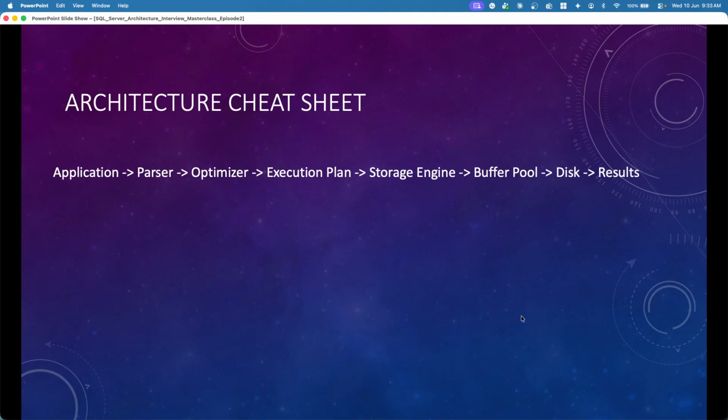So, the architecture cheat sheet. For example, if someone asks you to clearly explain the architecture, keep this in mind. When the request comes from the application, first it goes to the parser in the relational engine, and then it optimizes the query and generates an execution plan, and the execution plan asks for the data from the storage engine. The storage engine pulls the data from the buffer pool or memory, and if there is any data not available in memory, it pulls the required data from disk, and the results are sent to the application. So simple and short, right?